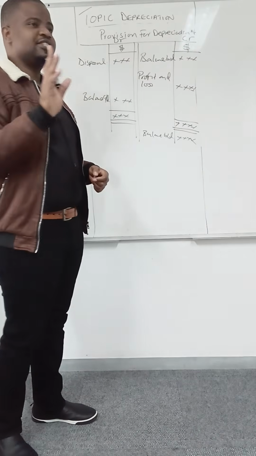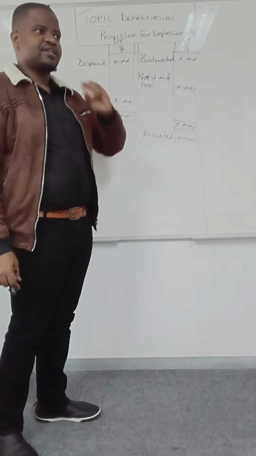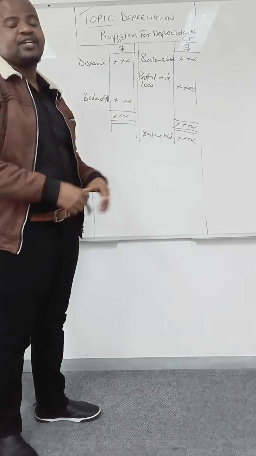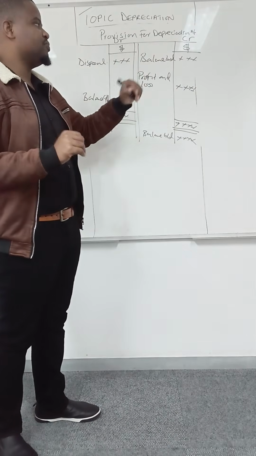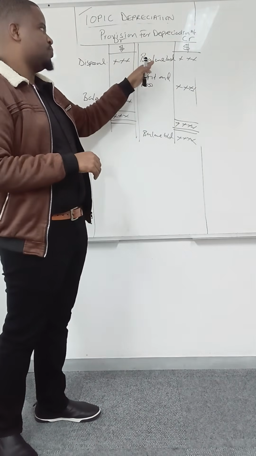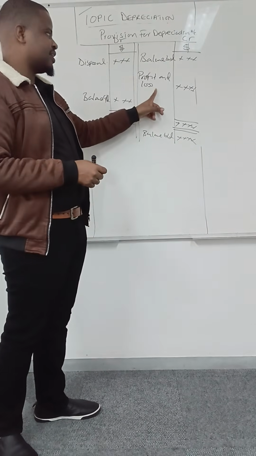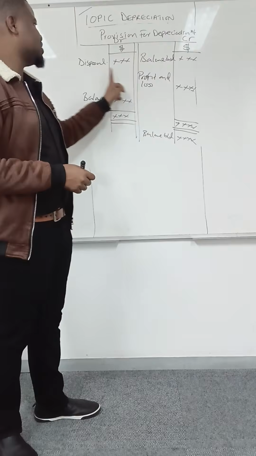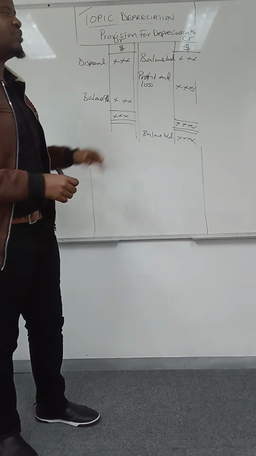Right. So balance BD, as I said, will always be on the credit side, like this. So balance BD goes on the credit side. Now, profit and loss and disposal, that's where most of the learners fail.